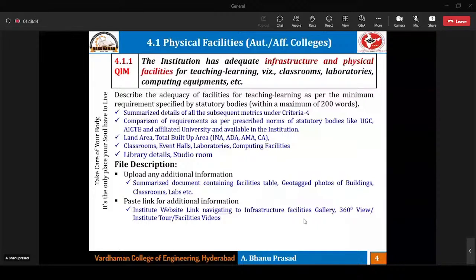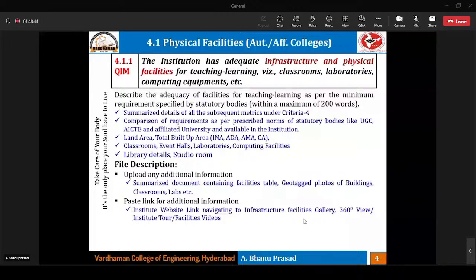And we also have another important metric regarding the library. Those details can be given in a crisp way. As well, we have the e-content development, and studio room details can be given. All these within a maximum of 200 words. Earlier it used to be 500, now it has been reduced to 200. So a 200-word description can be given here.